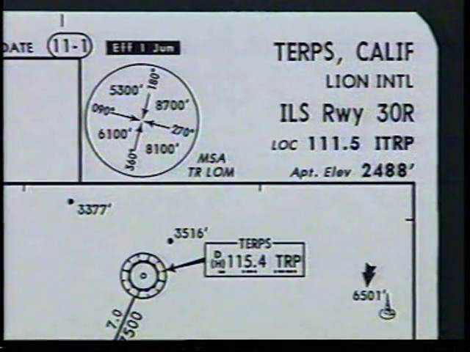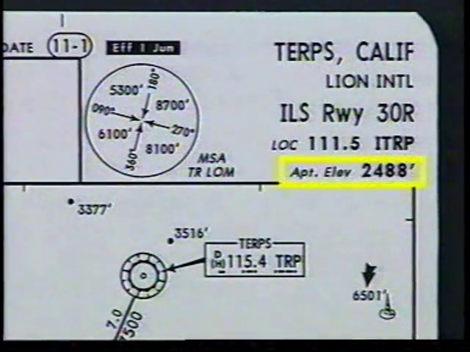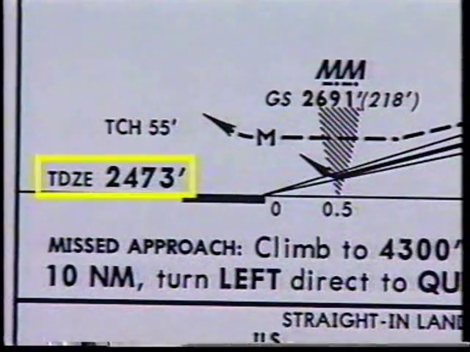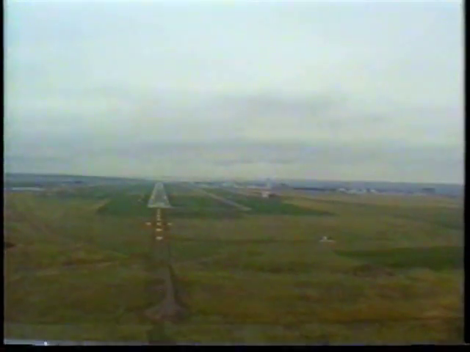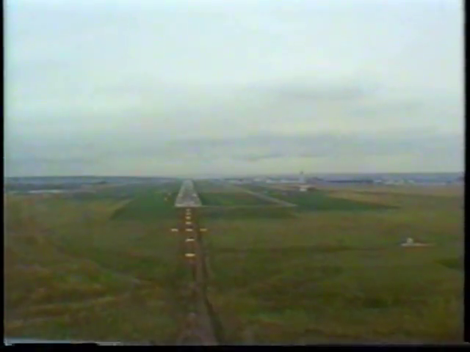This section of the chart also includes the procedure's primary navigation aid and frequency along with the identifier. Below this is the airport elevation, which is the highest usable landing surface on the airport. In contrast, the touchdown zone elevation is the highest elevation within the first 3,000 feet of the landing surface.